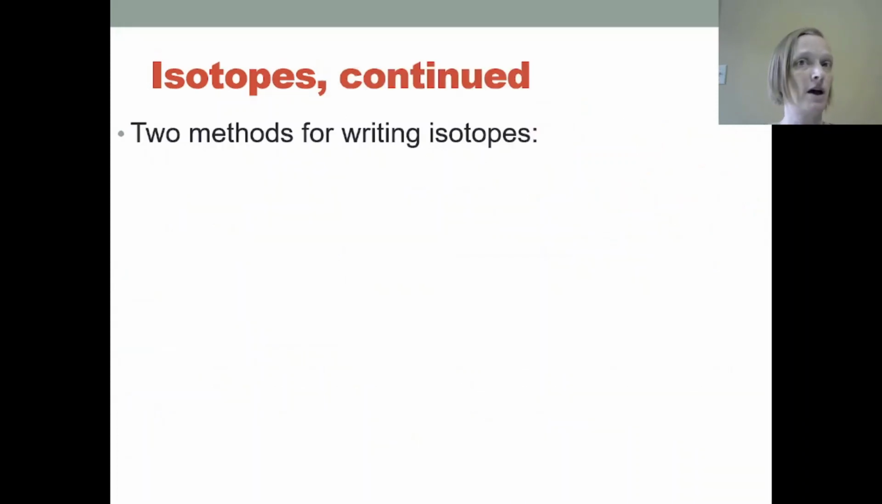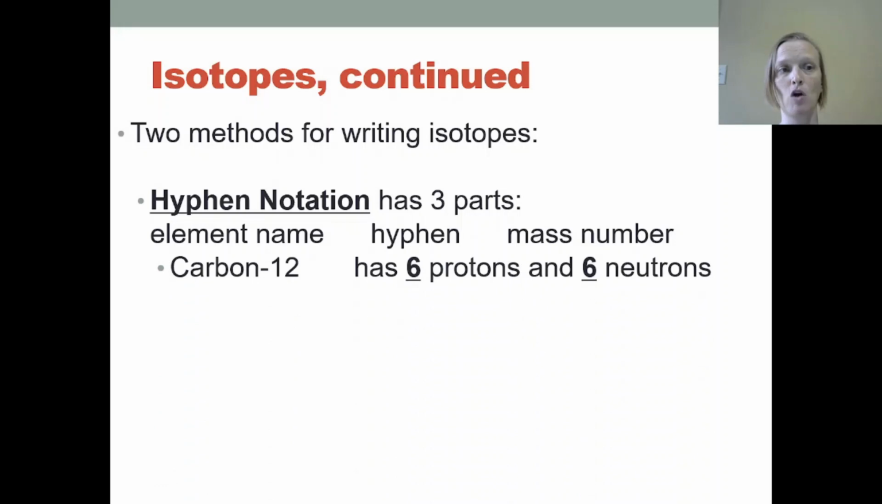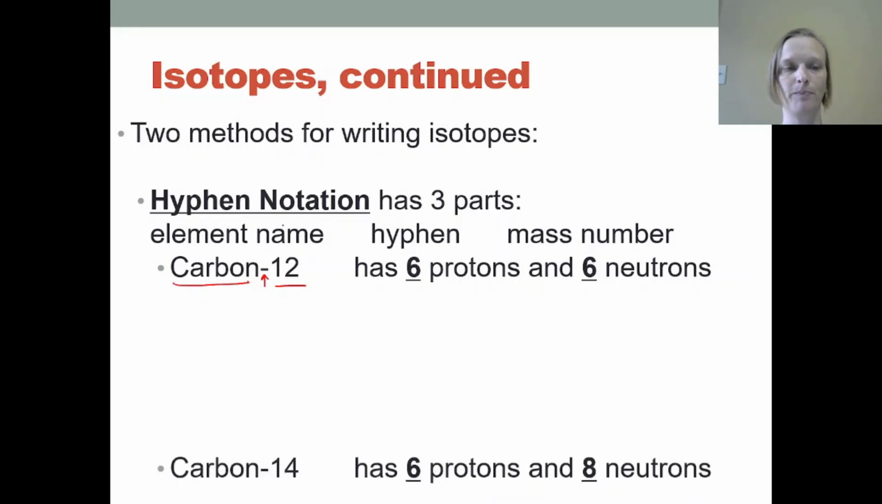The first type of isotope notation we're going to learn about is called hyphen notation. There are three parts to it. We write an element name, we write a hyphen, and then we write the mass number. So an element name, then a hyphen, then the mass number. Remember, the mass number is the protons plus the neutrons. So 6 plus 6 is 12. That's where the 12 comes from.